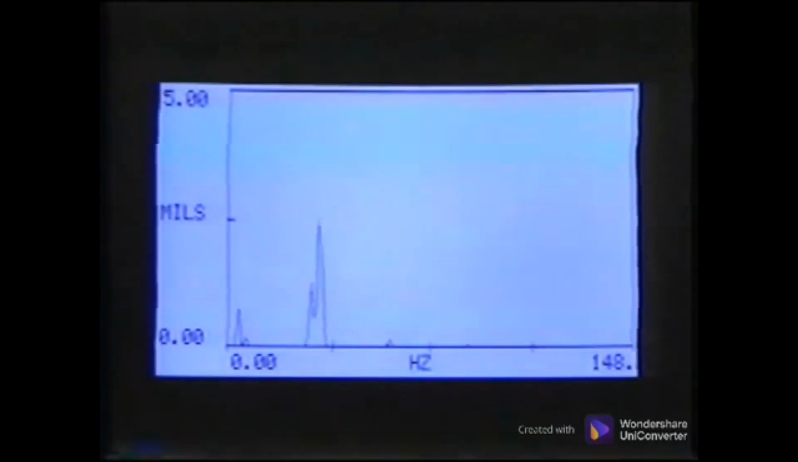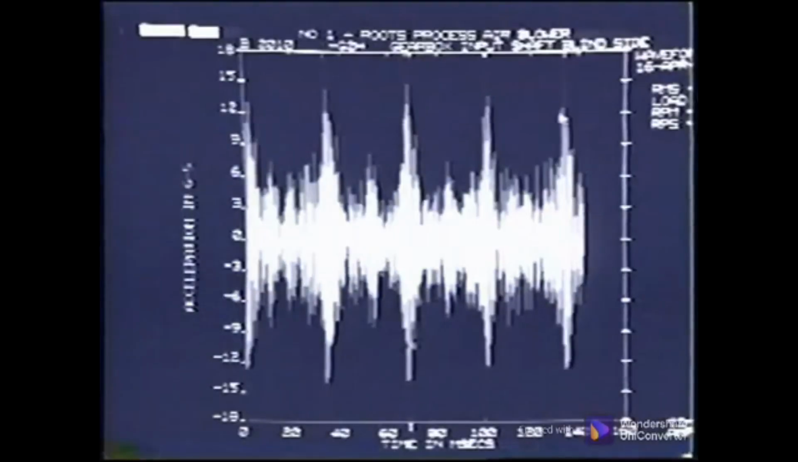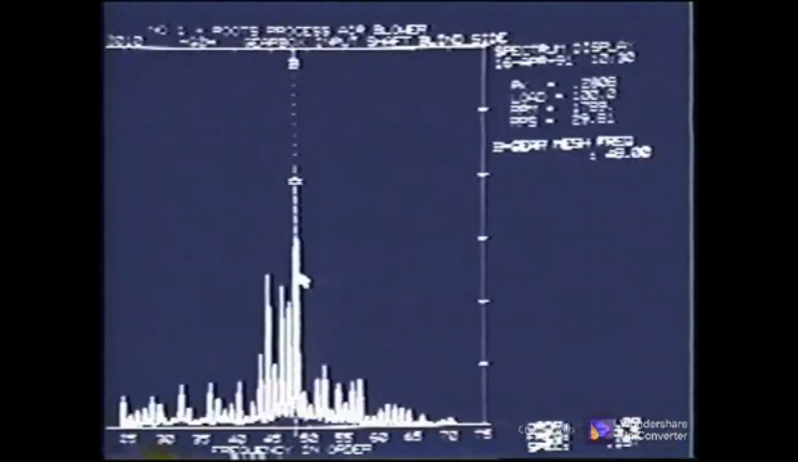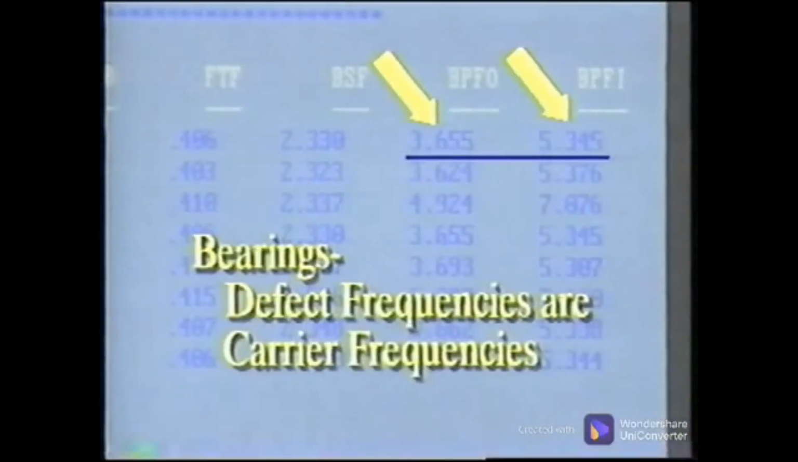The amplitude and frequency modulation differ from beat frequencies in that the beat frequencies are closely spaced primary frequencies, which add and subtract, while modulated frequencies are the product of two frequencies and show up as sidebands around a carrier frequency. The defect frequencies are the carrier frequencies in a rolling element bearing.